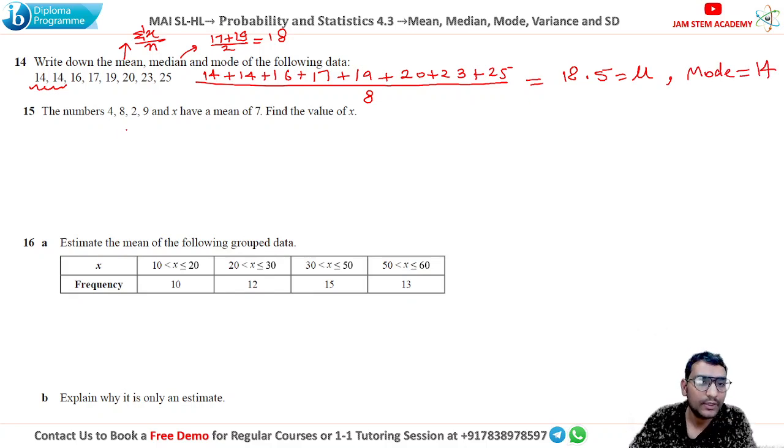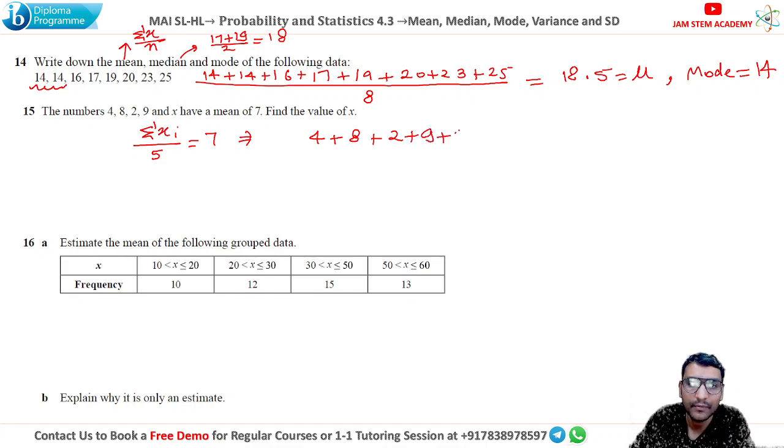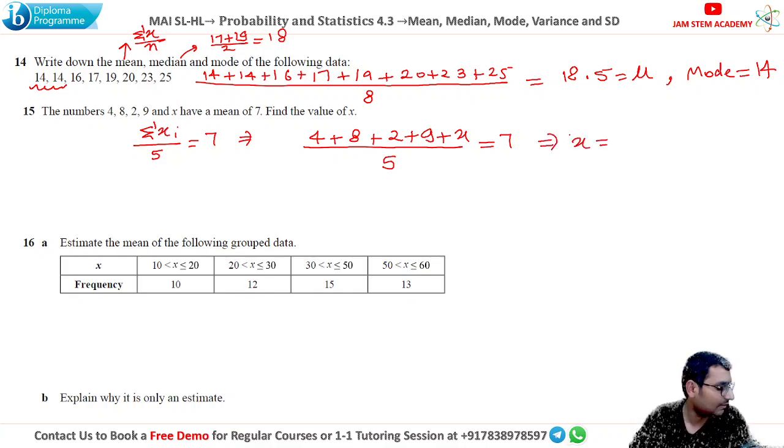Now, the next question says the numbers 4, 8, 2, 9 and x have the mean 7. It means the sum of all these observations divided by the total of 5 observations is given as 7. You have to find the value of x from here. So 4 plus 8 plus 2 plus 9 plus x, the sum of all 5 observations divided by 5 gives me 7, and hence we can simply solve this for the value of x to get our answer.